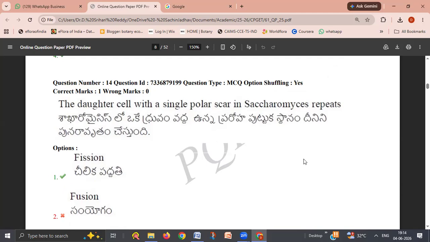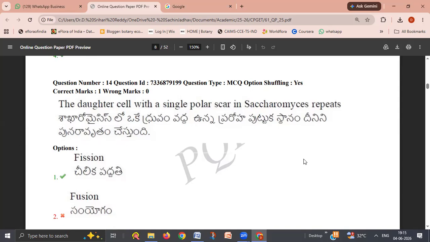There is a difference between budding and fission. Budding is always unequal. Okay, what is the difference between budding and fission? Budding is always unequal. That means the two daughter cells which are produced are not equal in size. That is called budding. At one side it forms a small bud and it separates. It forms a scar on the surface of the Saccharomyces. So that type of division is called bud.